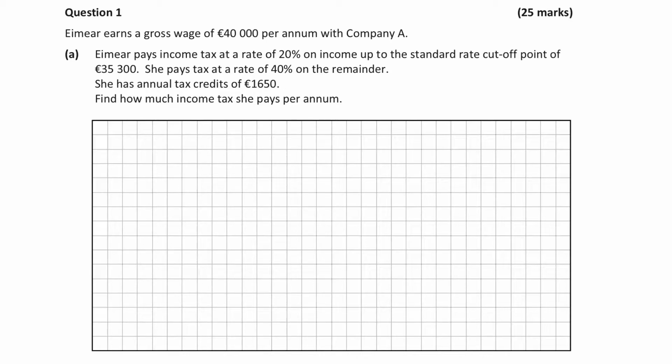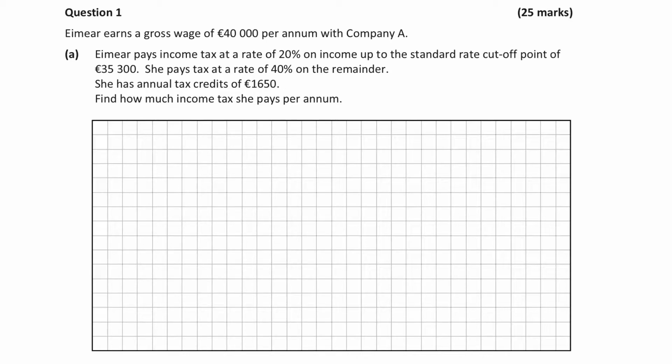She pays tax at a rate of 40% on the remainder. So that just means that the first 35,300 will be at 20% and everything that's left over will be at 40%. She has an annual tax credit of 1,650. We are asked there to work out how much income tax she will pay that year.